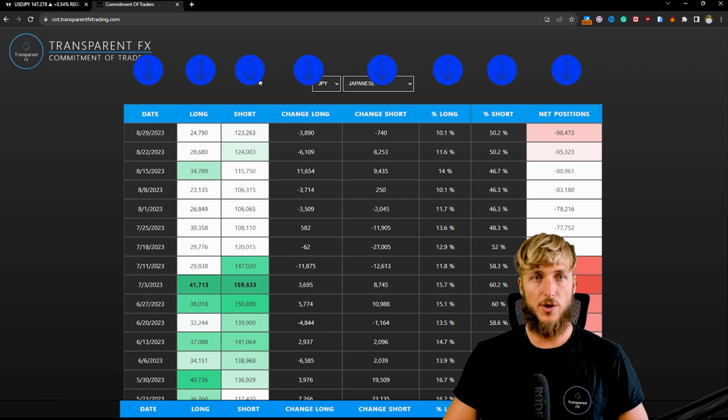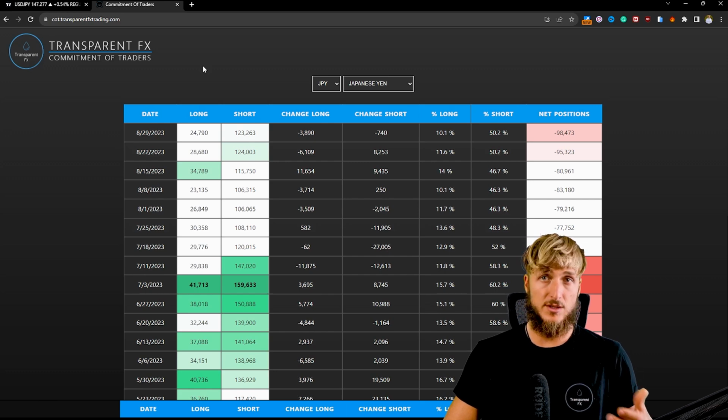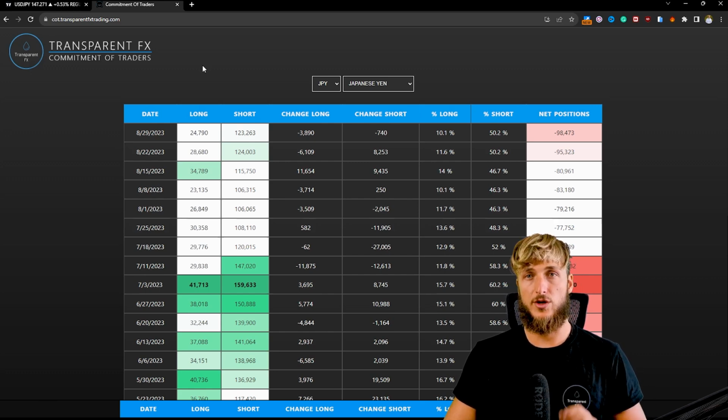And by the end of the video, by using a combination of these two different types of analysis, we will try to understand where we have the highest probabilities for the next potential move here for this pair.